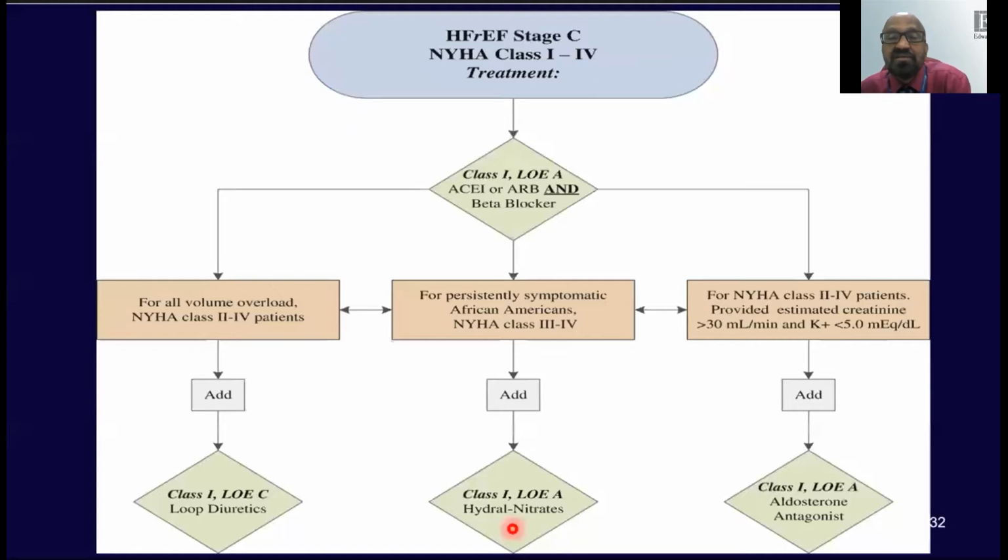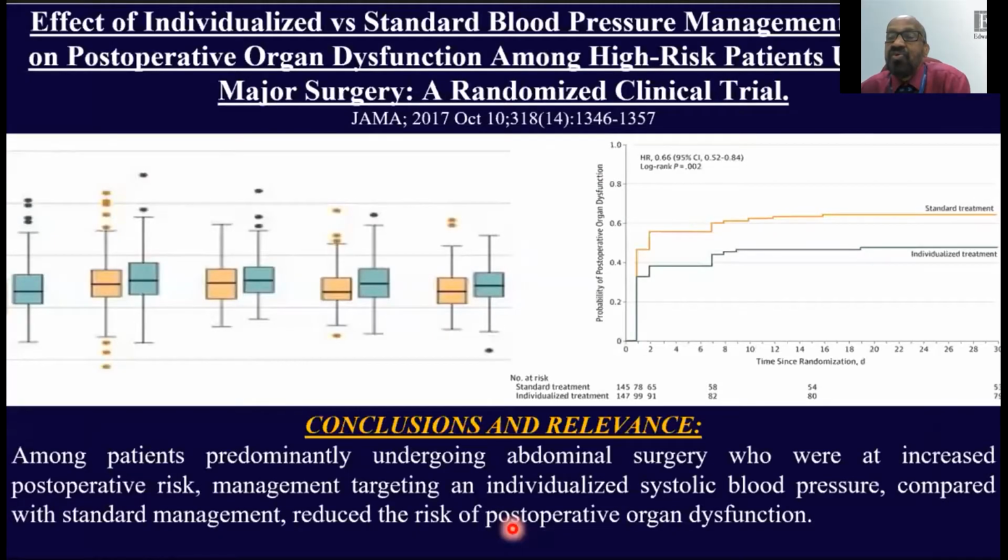ethnicity in this example. If you look at the multicentric randomized parallel group clinical trial conducted in French University hospitals, 298 adult patients undergoing high-risk surgery were enrolled. Here it is clearly demonstrated that an individualized management strategy aimed at achieving systolic blood pressure within 10% of the reference value, that is the patient's resting blood pressure, resulted in much better outcomes.